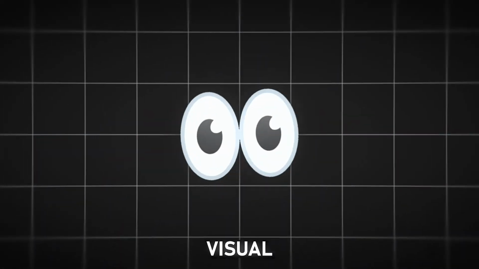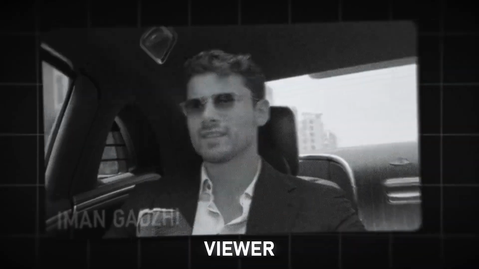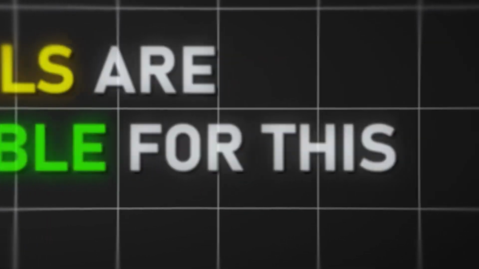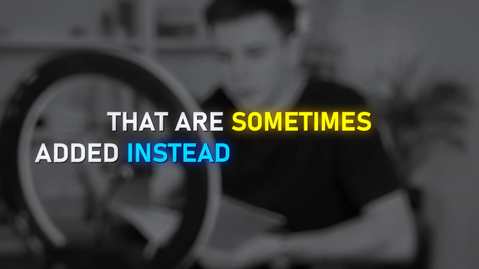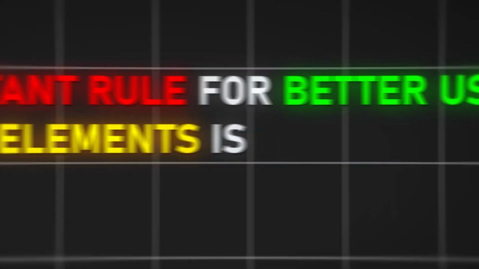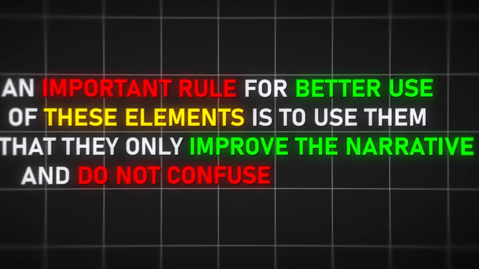This way you give visual support to your words with these elements and make it easier for the viewer to understand the information. B-rolls are also suitable for this. These are stock videos in slow motion that are sometimes added instead of the speaker. An important rule for better use of these elements is to use them so that they only improve the narrative and do not confuse the viewer.